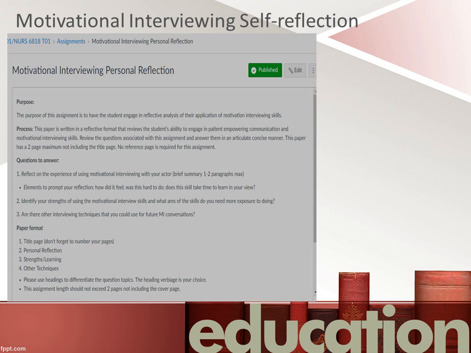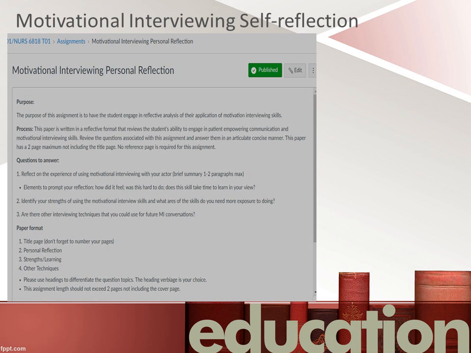If you choose to use some references, that's fine. But I'm not asking for a reference page. But I am asking for headings, so each of these elements that are your questions would come under their specific heading. Please also number your pages. Do not go over the 2-page limit. The title page is not included in your page count.